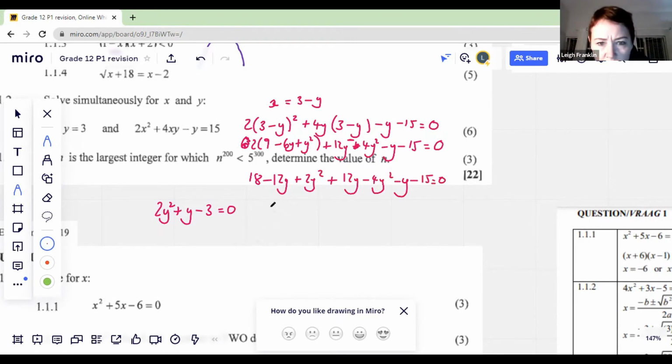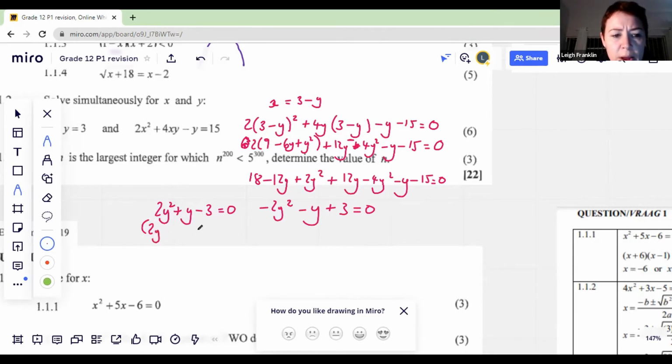Okay, so now 2y squared minus 4y squared, that would give us negative 2y squared. Okay, then we've got minus 12y plus 12y minus y, so that would be minus y over here. And then 18 take away 15 would be plus 3. So yes, I'm getting the same answer as you. You just divided through by negative 1. Same answer.